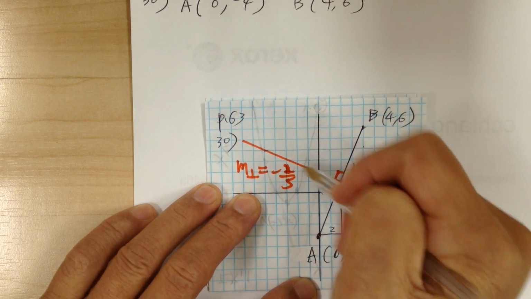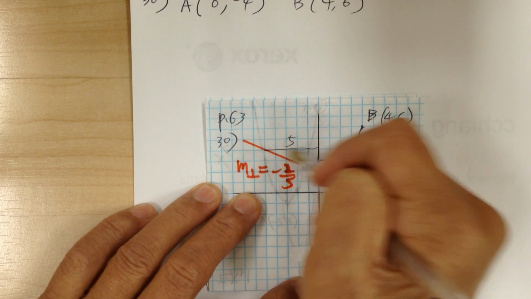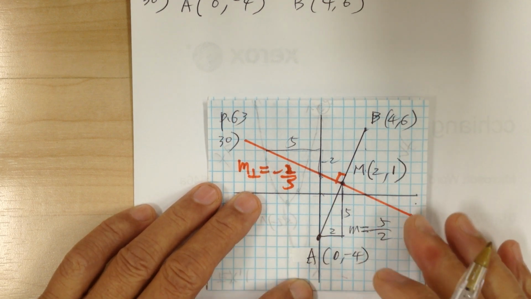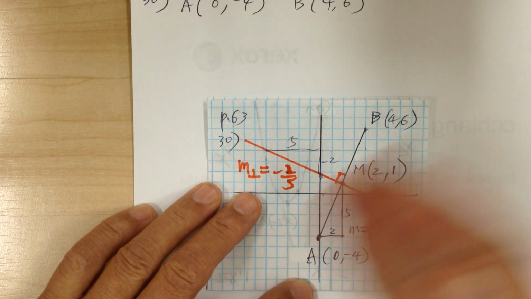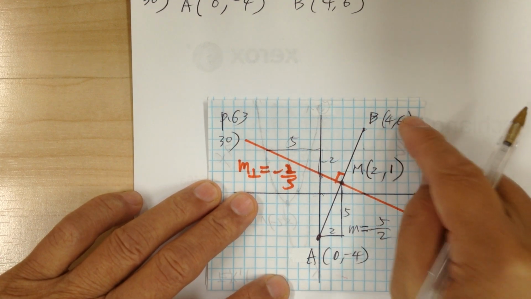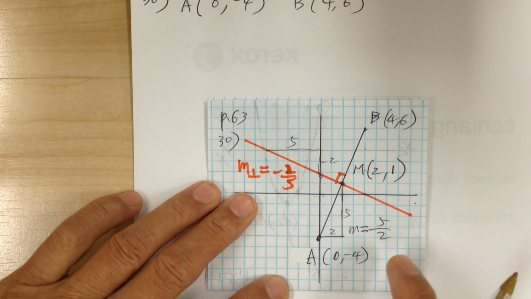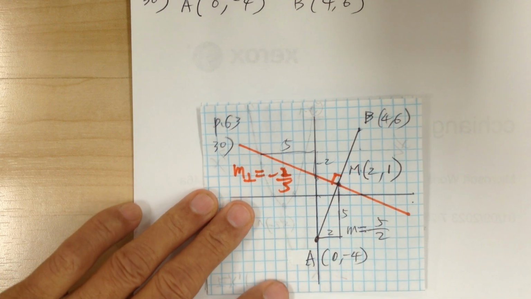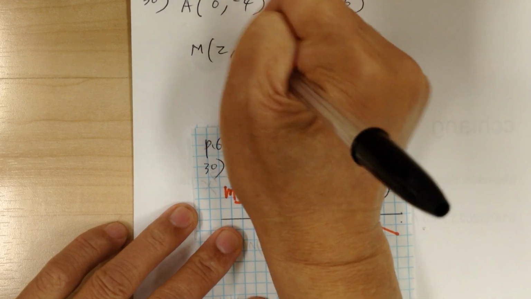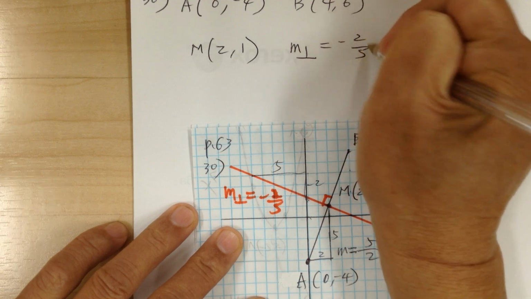You also can see it from here. To get from here to here, you have to go 5 and negative 2. See that? So when you graph it out, it's very simple and very fast. If you don't, then you have to use a formula: y2 minus y1 over x2 minus x1, simplify, and take the negative reciprocal. Anyway, from here, we get the midpoint at (2, 1), and we have the slope at negative 2 over 5.